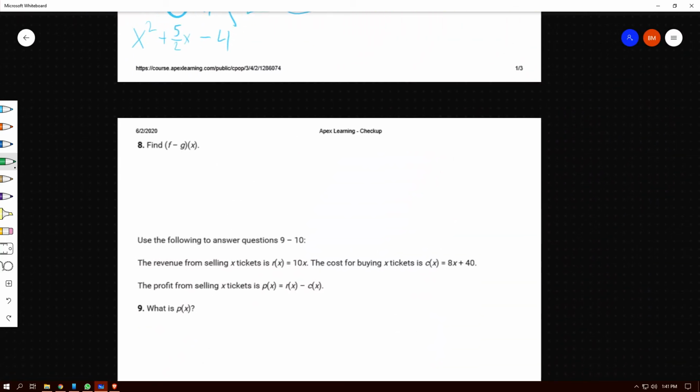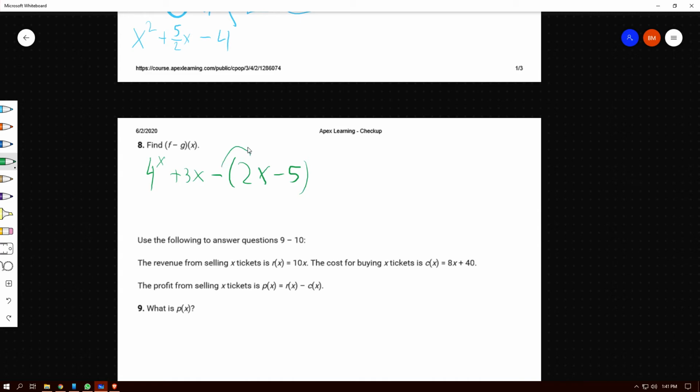Alright, now I got to subtract them. Alright, so it's still f going first. So I'm going to do 4 to the x power plus 3x. And then there's the subtraction, which means I got to put parentheses. And then I can write my second function, which is g. And what do I do next?